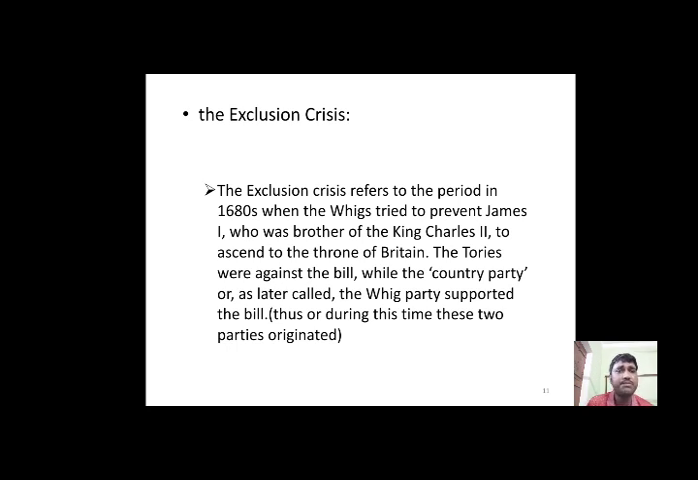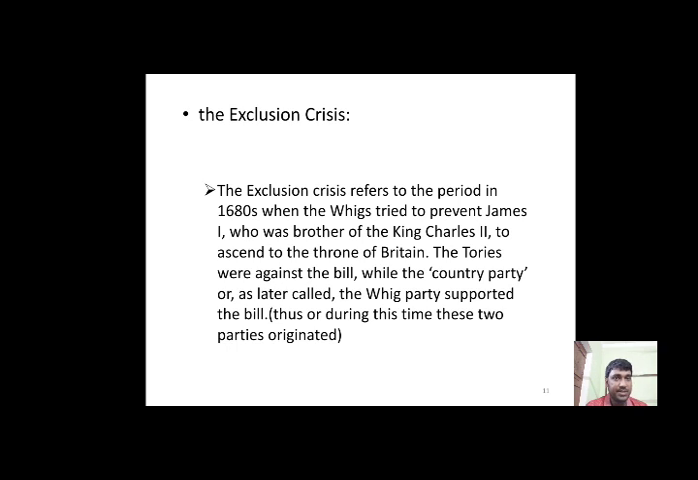The exclusion crisis refers to the period in the 1680s when the Whigs tried to prevent James, who was brother of King Charles II, from ascending to the throne of Britain. So the Whigs, who were not monarchical, who were the supporters, as I told you, of the aristocrats, the landowners, the rising middle class, tried to prevent James from getting to the throne of England. But the Tories, as I told you, who were supporters of monarchy and bent to the side of Catholicism, were against the bill.